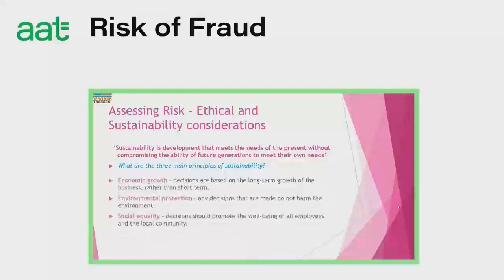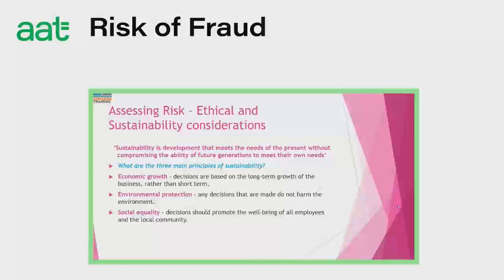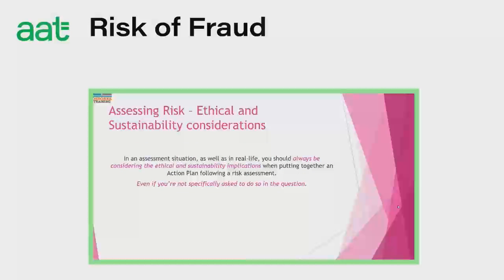I've also put a recap in here on sustainability, and I'm going to give the reason as to why in just a moment. So we've got our definition there. Sustainability is development that meets the needs of the present without compromising the ability of future generations to meet their own needs. So as a reminder, we've got the 3 main principles of sustainability there: economic growth, environmental protection, and social equality. Do make sure you know the difference between those 3 main principles.